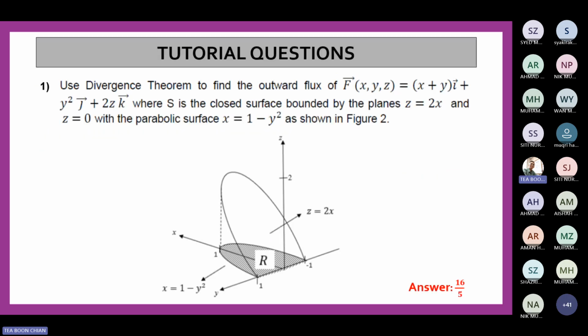Therefore, I will move to this tutorial question number 1. Yes, this is about the Cartesian coordinate system in the triple integral.